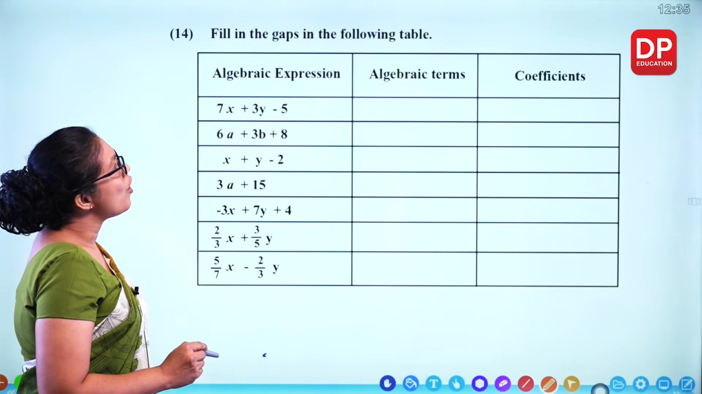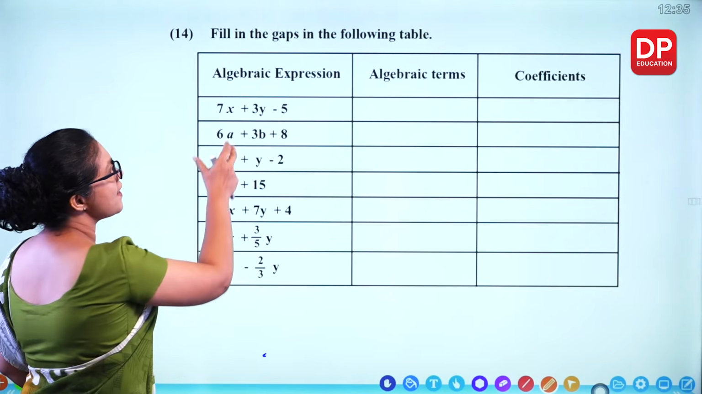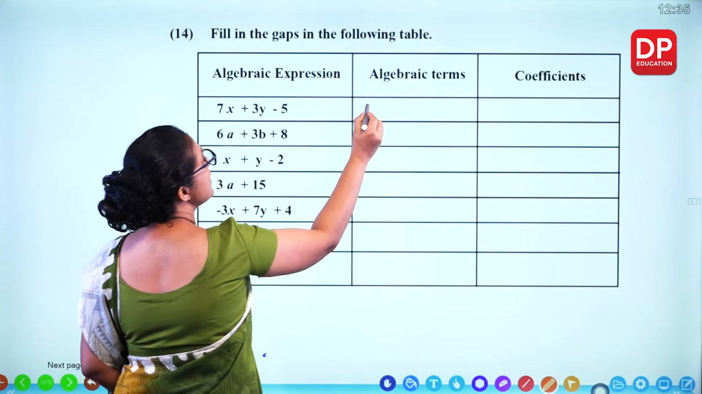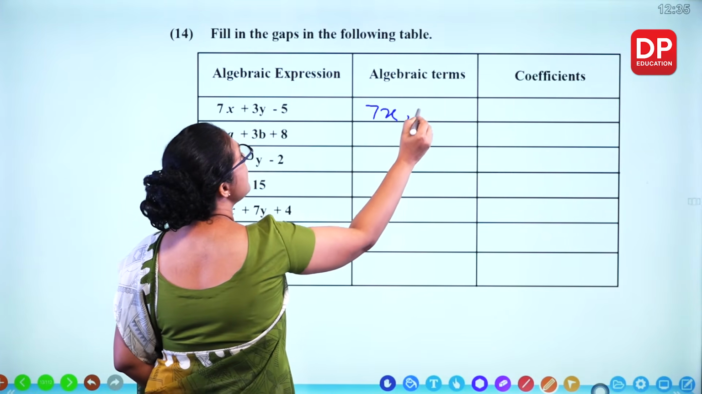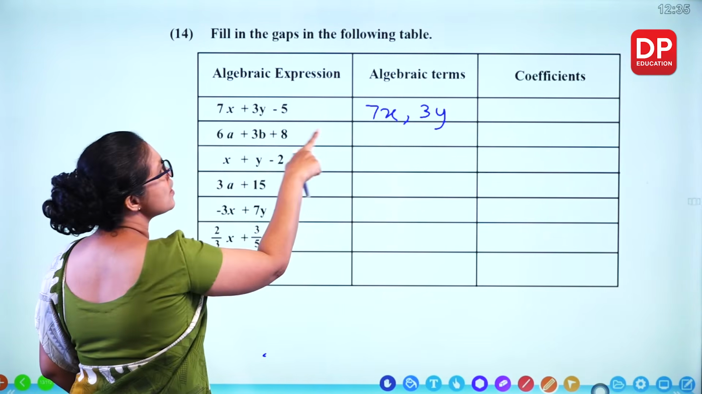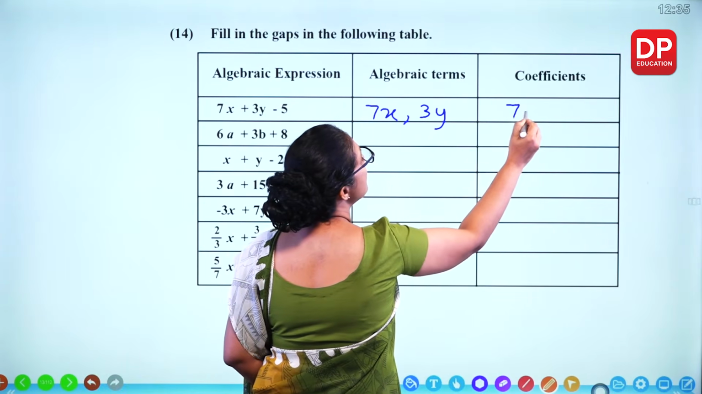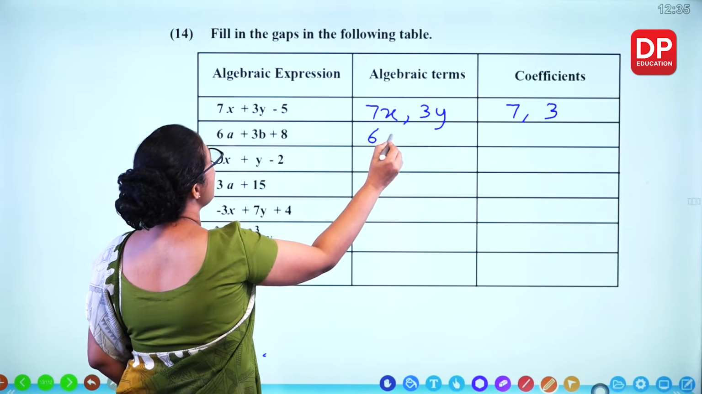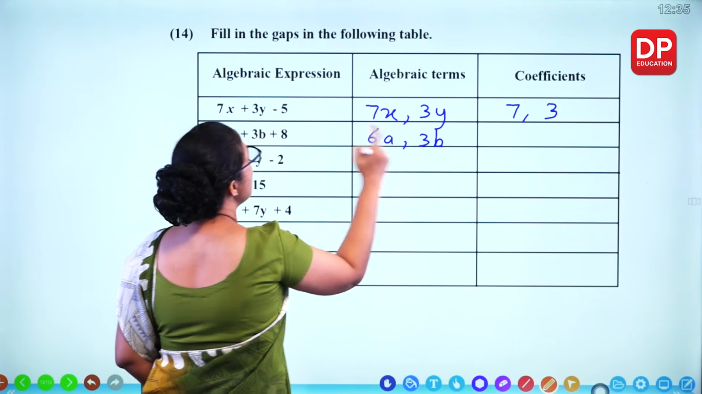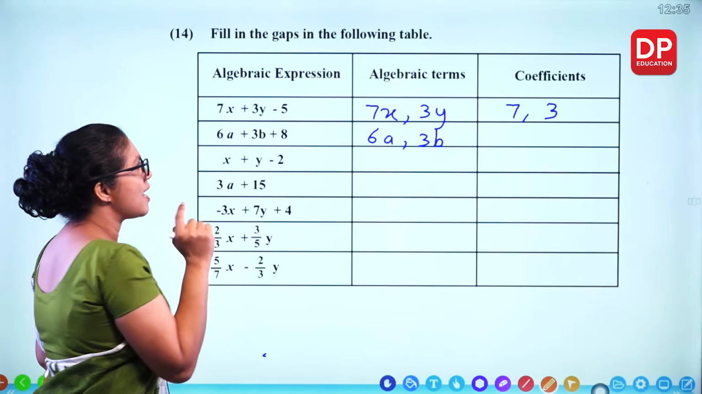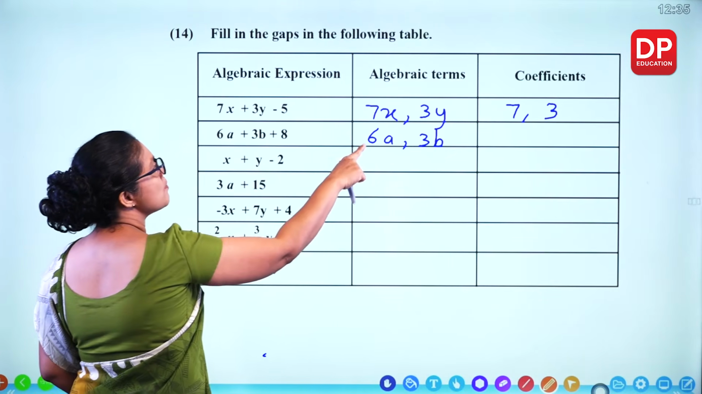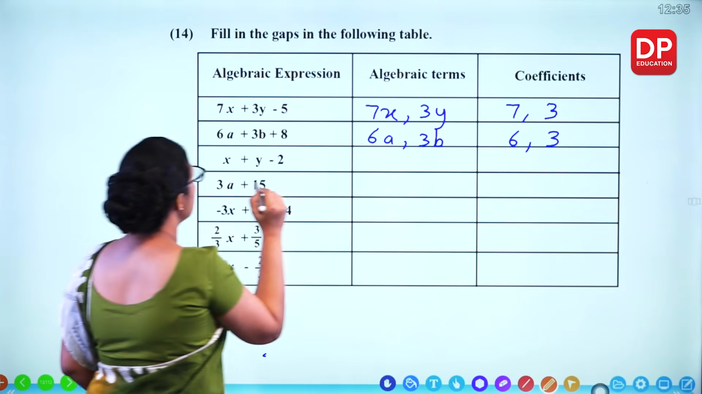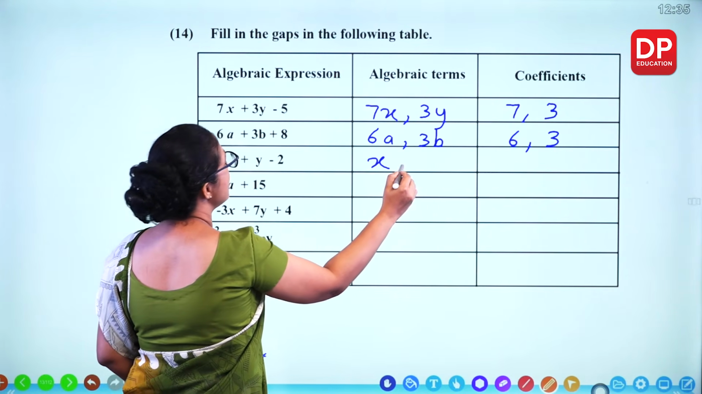Fill in the gaps in the following table. Algebraic expressions are there, algebraic terms. So you have to write down only algebraic terms. So what are the algebraic terms? 7x and 3y. What's the coefficient? 7 and 3. What are the algebraic terms here? 6a and 3b. Here you don't write down these constants. Algebraic terms means only terms with letters. What are the coefficients? 6 and 3. Here x and y.